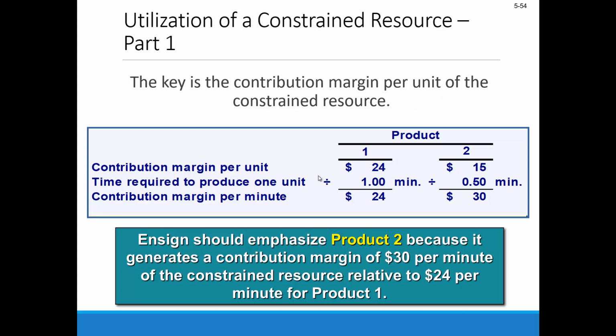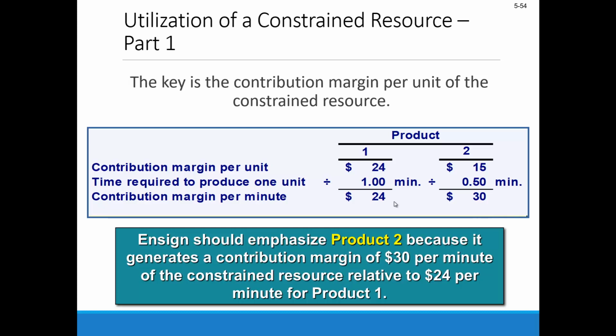So if we take the contribution margin per unit of product for Product 1 and Product 2, and we divide by the time that's required on that machine A1 to produce 1 unit, we can see that Product 1 generates $24 in contribution margin per minute of machine time on A1. On the other hand, Product 2 generates $30 in CM per minute. Again, $15 divided by just the half minute it takes. So $30 per minute for every minute we spend making Product 2 on that machine A1.